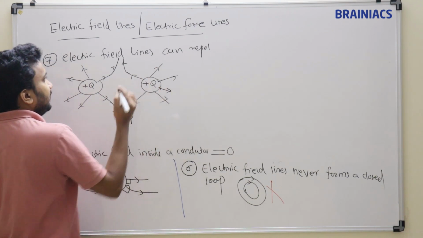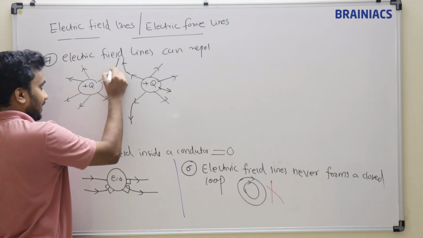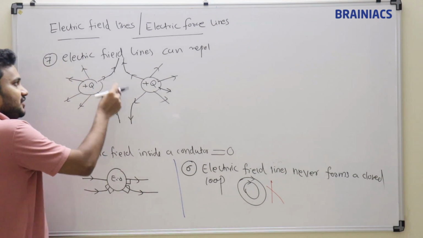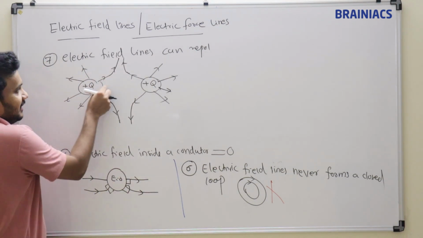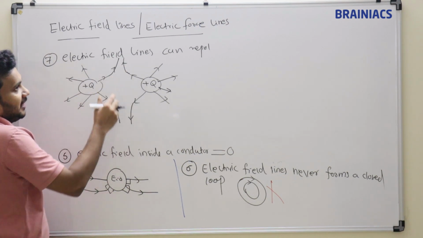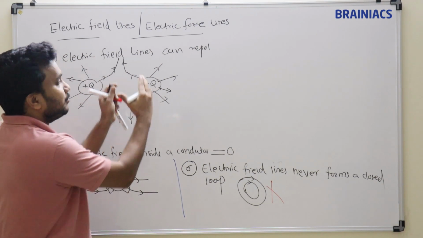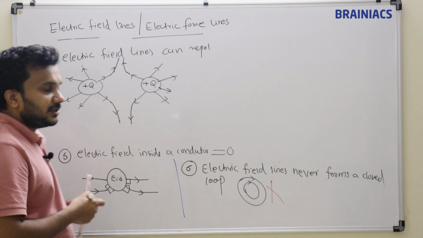So electric field lines can repel each other. What does that indicate? Can repel. It is not necessary that they should always repel, they can repel each other. Why? Because if two positive charges are here, then the field lines from one charge and the field lines from the other charge cannot join. It is a kind of repulsion. So both will go like this. Okay, so the 7th point we have also written.